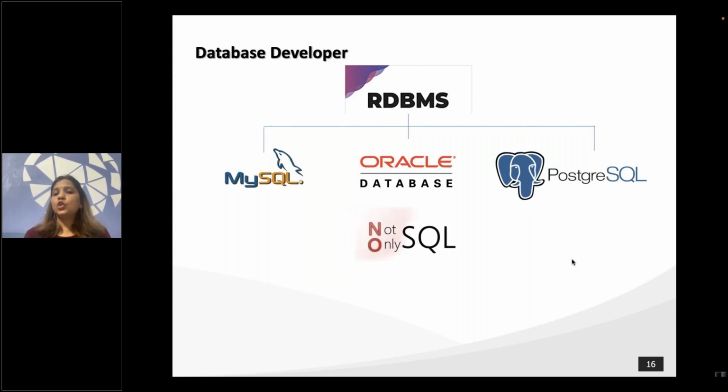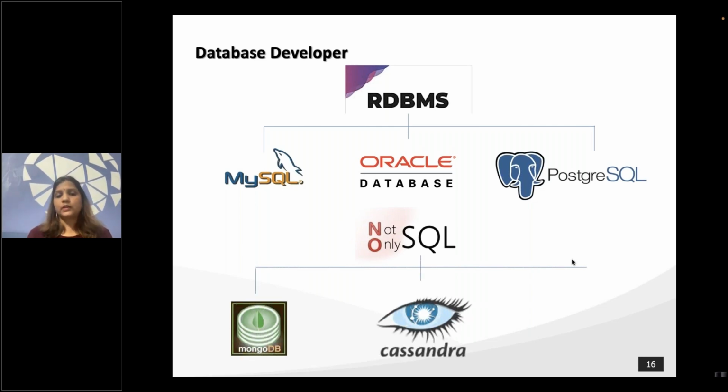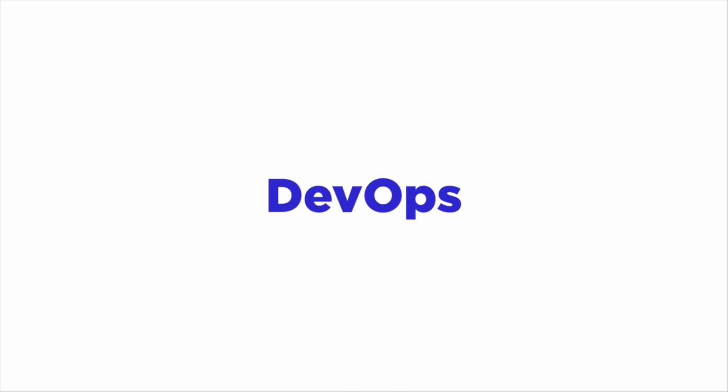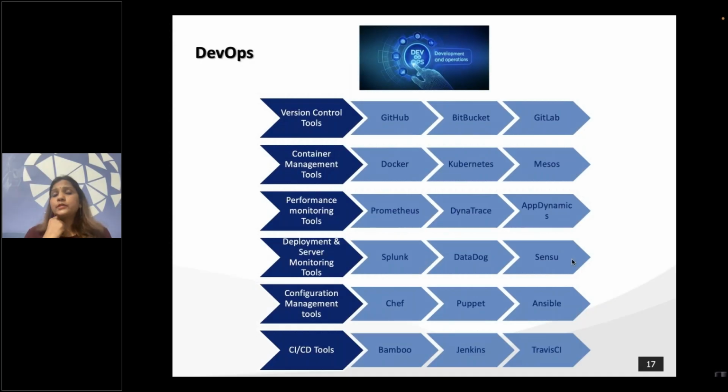Then again, with NoSQL databases, that is, not only SQL, you may work with, say, MongoDB, Cassandra, Elasticsearch, or Redis, and again, there is a long list of the RDBMS databases that's available. DevOps is vast. DevOps is not logical at all, but DevOps is more configuration based.